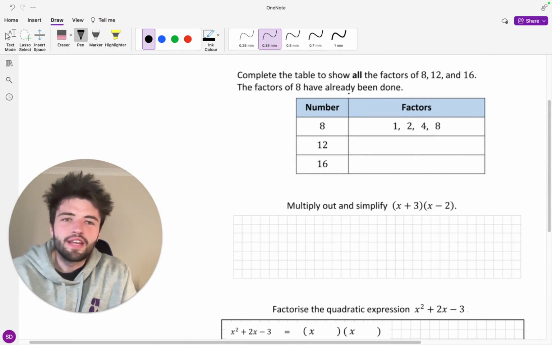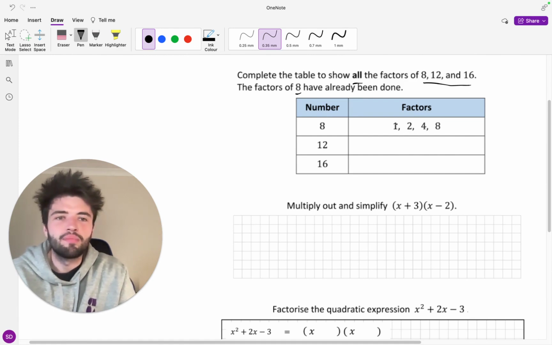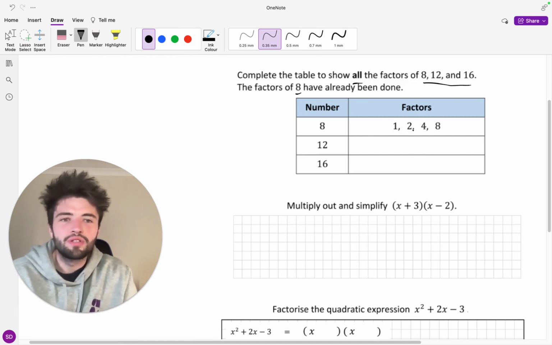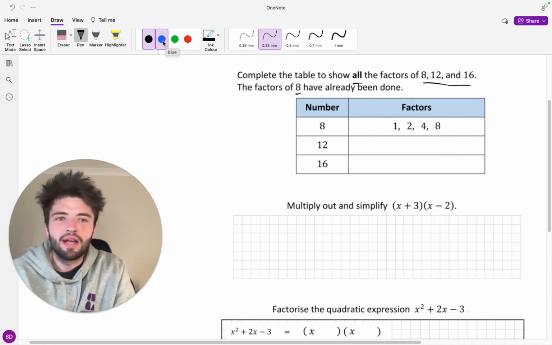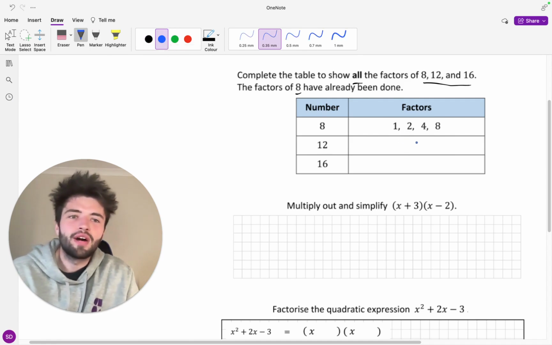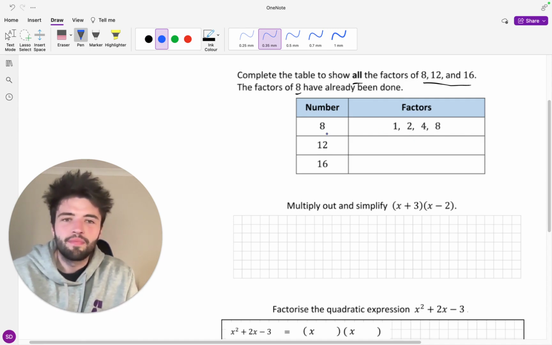So here we're asked to complete a table to show all the factors of 8, 12 and 16, and the factors of 8 have already been done, so they've given us this example, and the factors of 8 are 1, 2, 4 and 8. And one thing I'll say about the factors, which is always important to keep in mind, is that a factor is a number which when multiplied by another number will give us the number we're given at the start, which is 8.